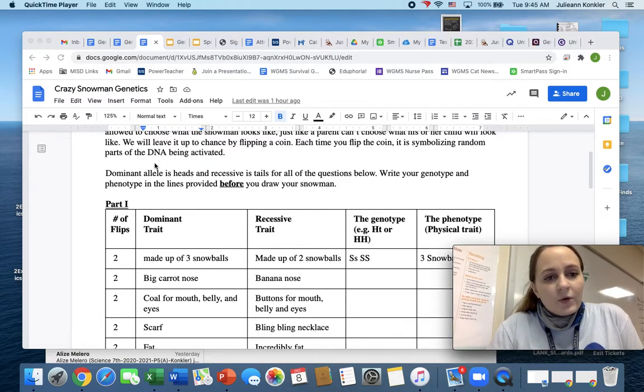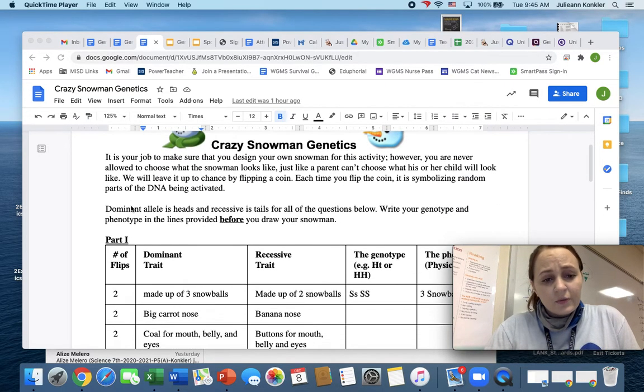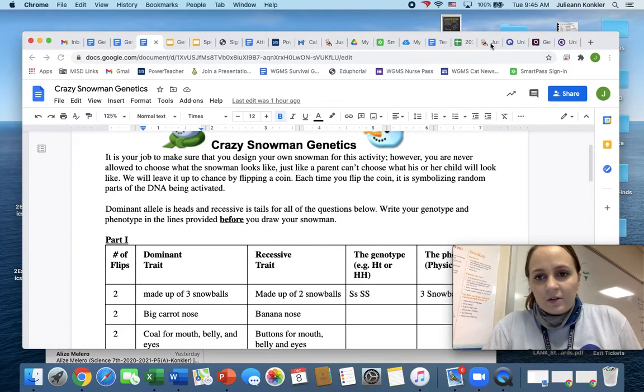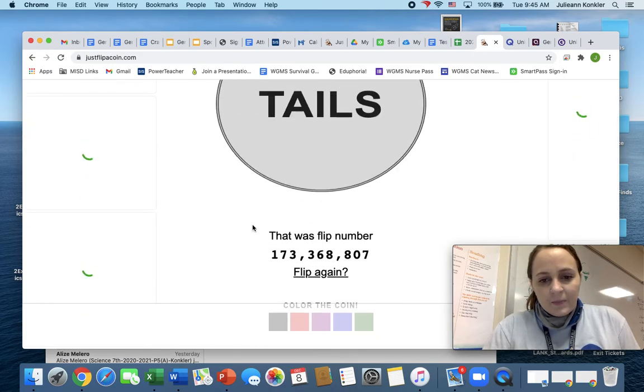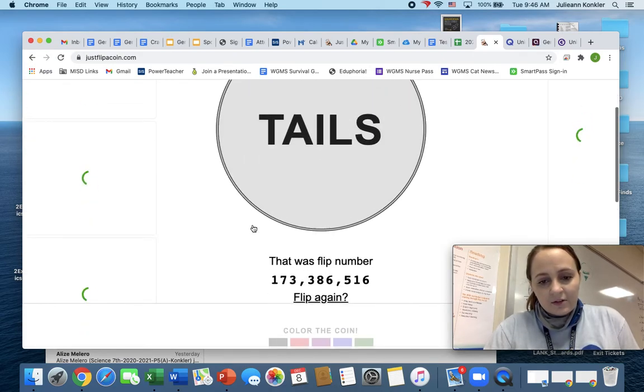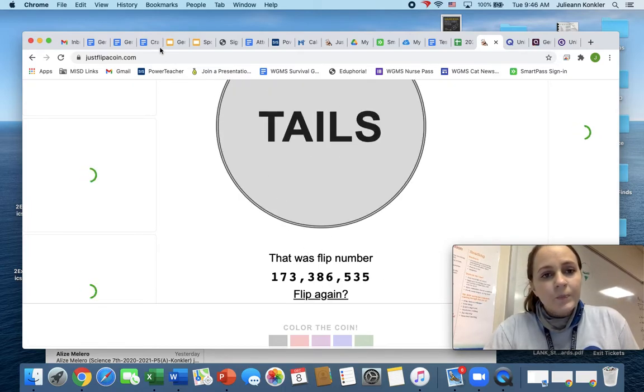So when you open up your crazy snowman genetics, it looks like this. There's also a link for a coin to flip. So that link looks like this. And then you just click flip again. And it's going to give you heads or tails, so totally random. So you don't need a coin for this activity. I provided a link for you.